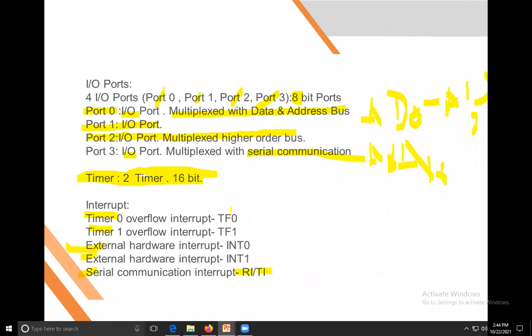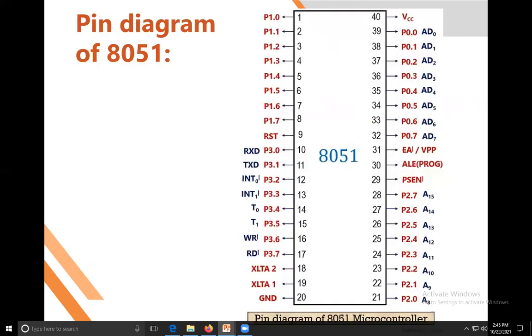So 5 interrupts are there, and 2 timers are there, 16-bit timers. In advanced microcontrollers there are different timers, and some timers are 8-bit also, but in the 8051 both timers are 16-bit. So this is the pin diagram of the 8051.